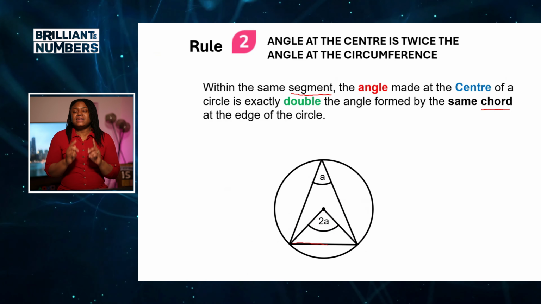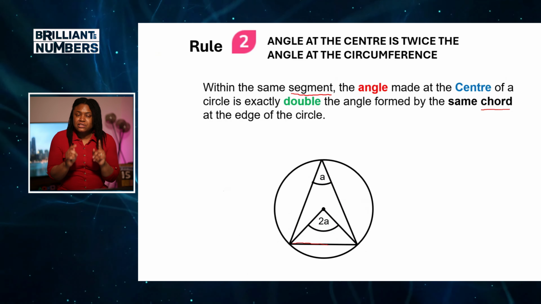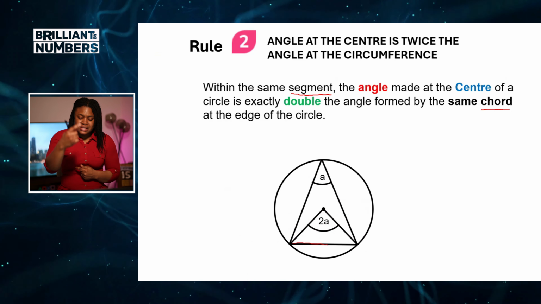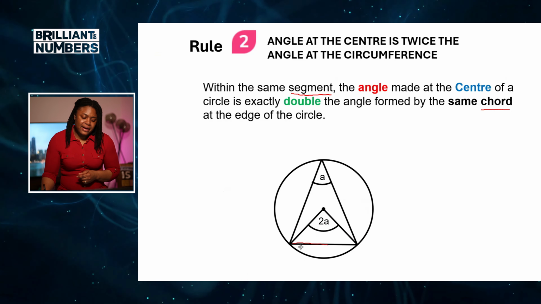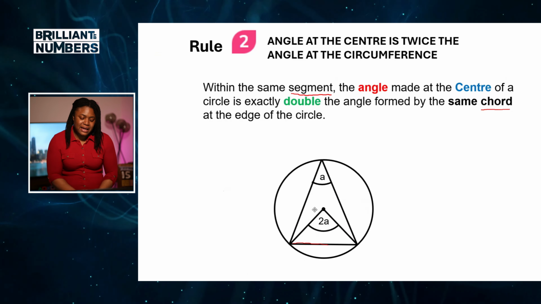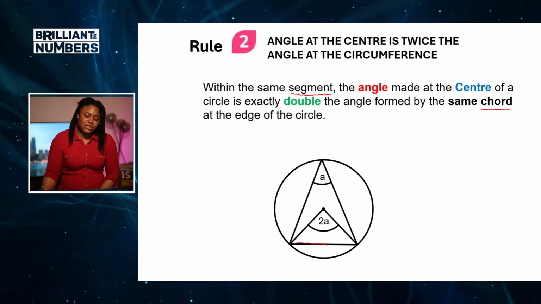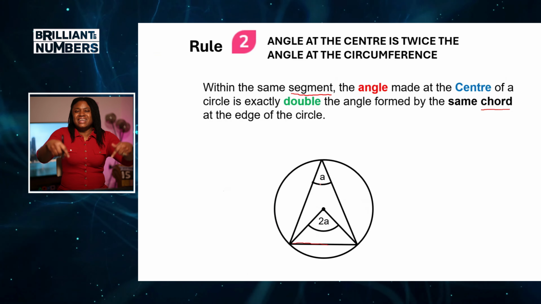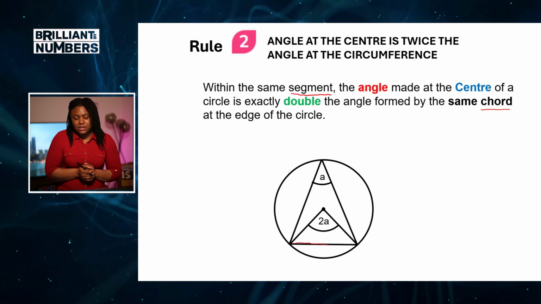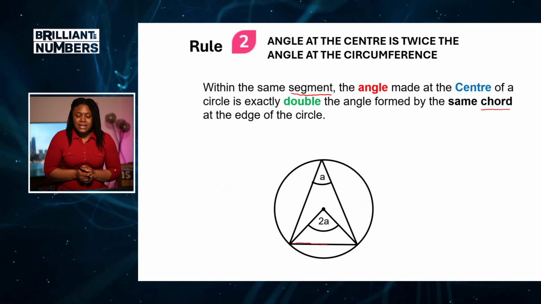Now, this only comes into focus if they are drawn off the same chord, and they must be in the same segment. So this here is a minor segment, very small one at the bottom, and above the chord is a larger segment, so both angles are within that side of the segment. So that means they fit the criteria.